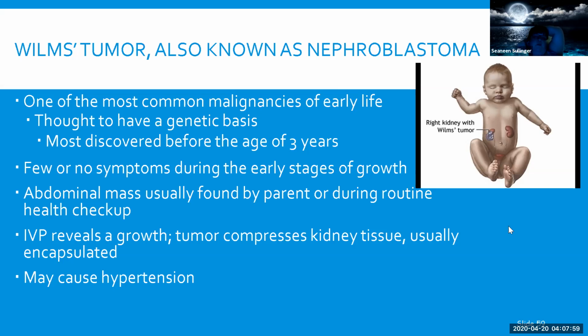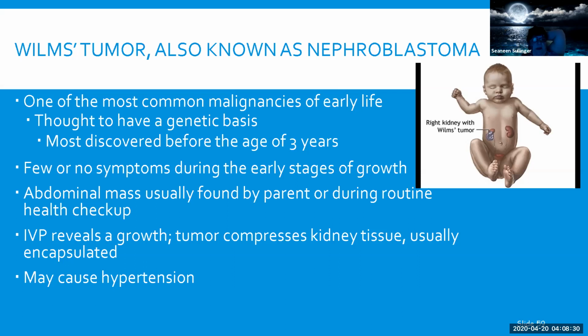It's one of the most common malignancies that is seen, possibly with a genetic basis, and you don't really see symptoms in the early stages until the tumor starts to overtake the kidney. And what will happen is the parent will be changing a diaper, helping the child get dressed, giving a bath, and feel an abdominal mass. Or when they go for their normal checkups, the physician will find it on a routine health checkup.